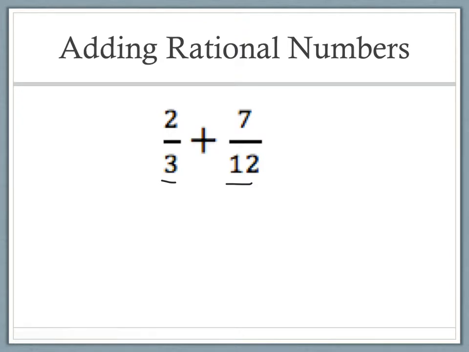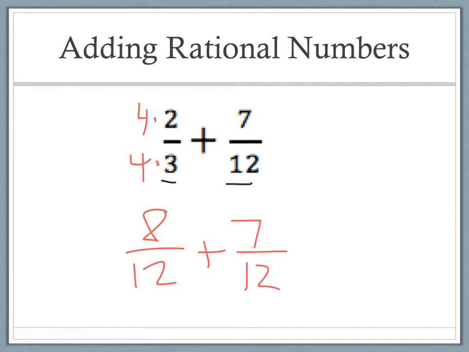Well, I noticed that 3 can go into 12. So I'm just going to multiply the left side by 4. And if I do it to the bottom, I have to do it to the top. Okay? So I'm going to end up having 8 over 12 plus 7 over 12. Now that I have common denominators, I'm just going to add my tops. 8 plus 7, which is 15. All that over 12. And then remember, we have to reduce. Well, 15 over 12 is going to be 5 over 4.